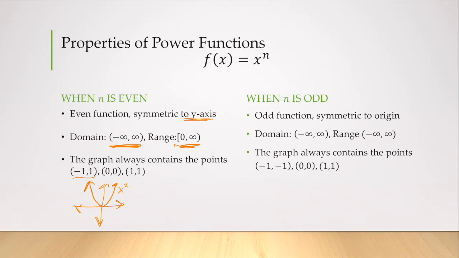An odd function is symmetric to the origin. Its domain is negative infinity to positive infinity, and its range is also all real numbers. The graph will always contain the points negative 1, negative 1, 0, 0, and 1, 1. For this, we have two examples. We have f of x equals x, because that's to the degree of 1, and f of x equals x cubed. If you look at the graphs of both of these, this one's just a line, right? But they will all contain these 3 points.